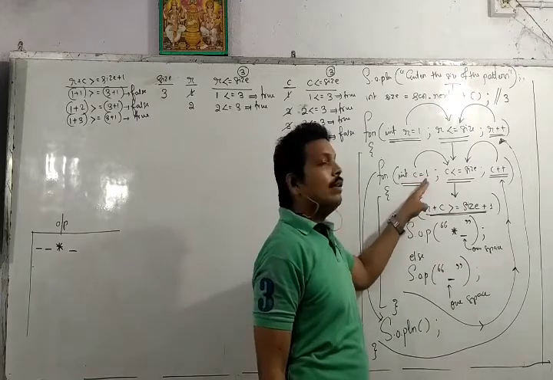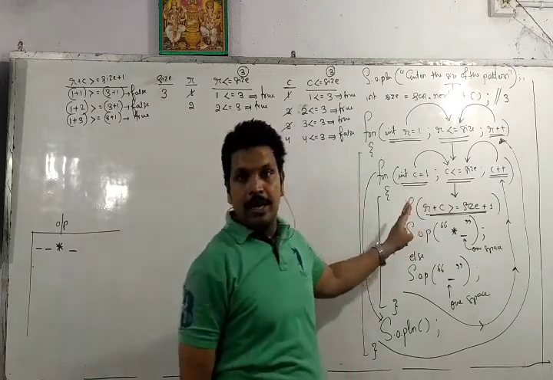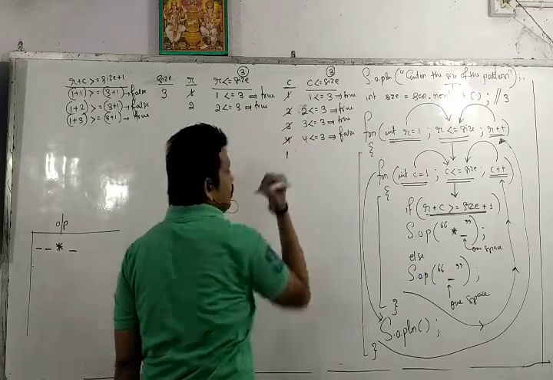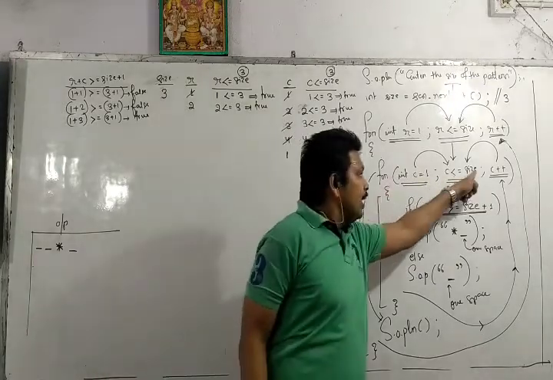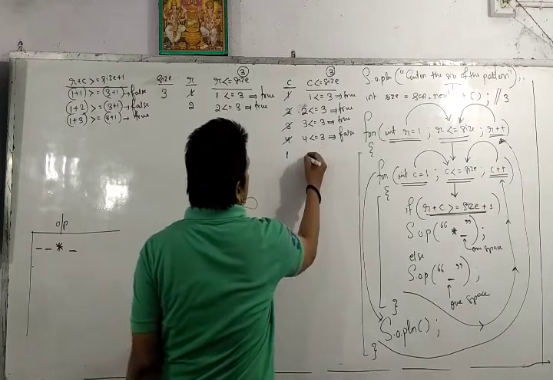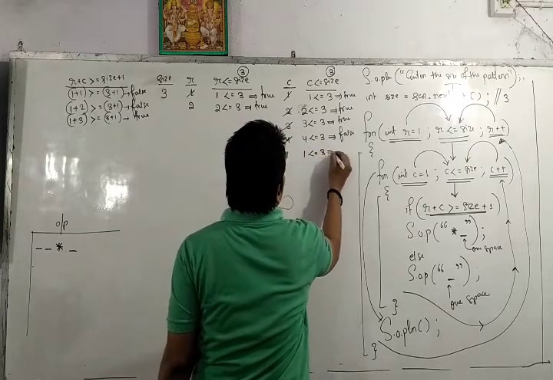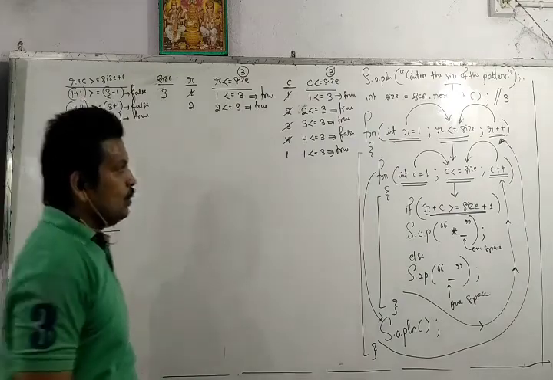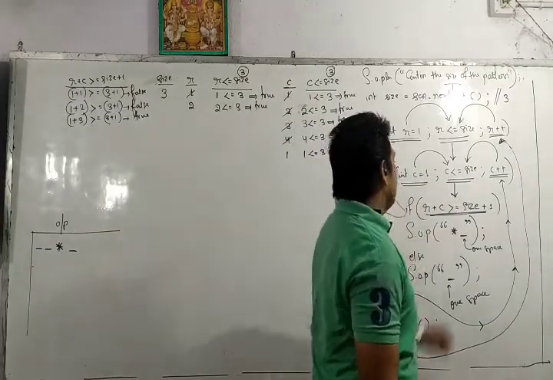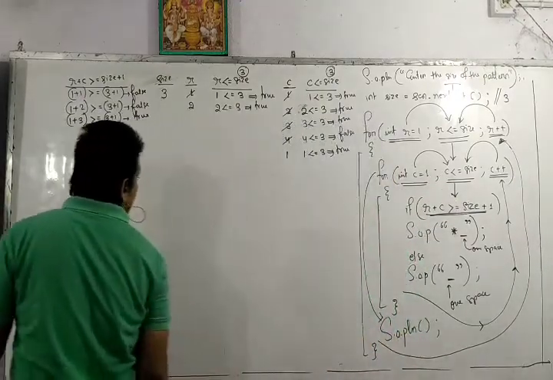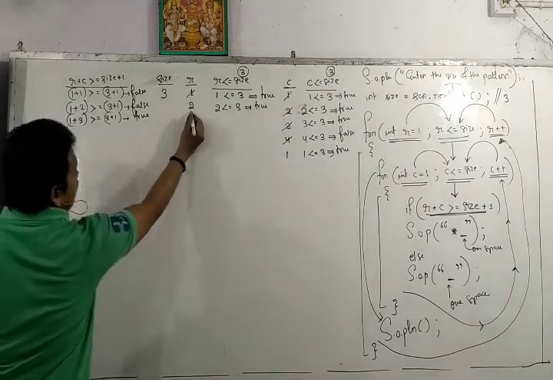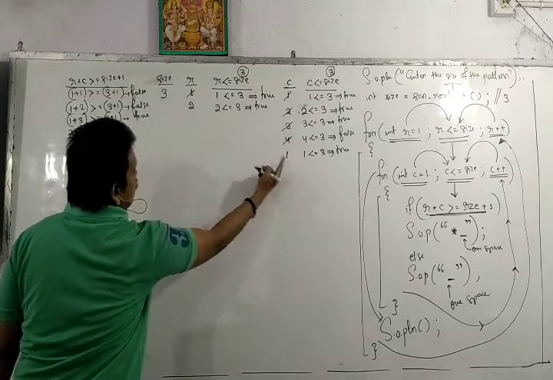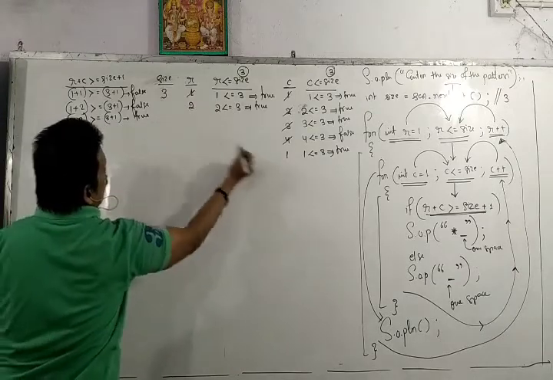loop, and again the value of C will become 1. So C is equal to 1. C less than or equal to size means 1 less than or equal to 3. The answer is true. If it is true, then there is one more check: R plus C greater than or equal to size plus 1. What is R? Now R is 2. So 2 plus C. What is C? It is 1.